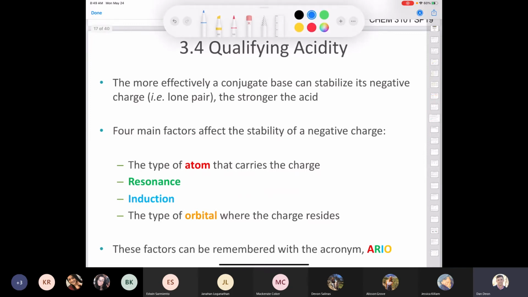I tried to introduce you to this concept earlier today when I said, why is the hydrogen sulfate such a weak base? It's because this negative charge is so content where it is, okay? It's because the conjugate base of sulfuric acid, this guy, is so stable. So here are the four main factors that affect that negative charge: the atom, which I tried to keep in red, and resonance, induction, and orbital. You put those all together and you get this sassy little acronym, okay? ARIO.